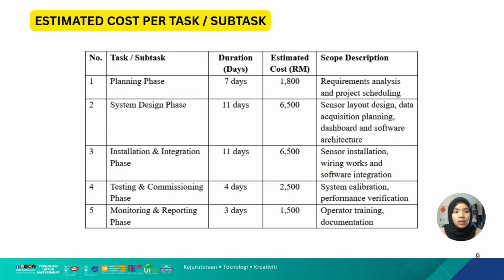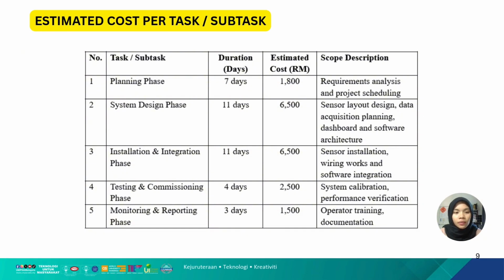Our project contains 5 phases: planning phase, system design phase, installation and integration phase, testing and commissioning phase, and monitoring and reporting phase. Firstly, the planning phase requires 7 days, and the estimated cost is 1,800 ringgit Malaysia. The scope is requirements analysis and project scheduling.